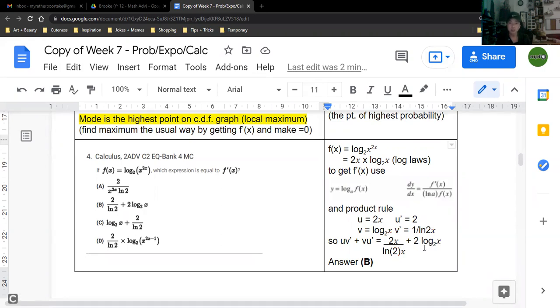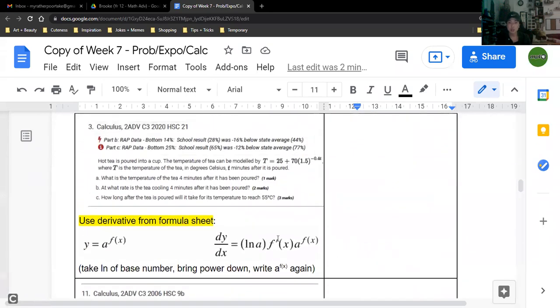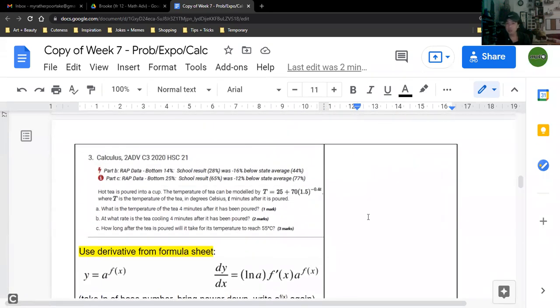Moving on. Scroll down. Here we go. So this question is, again, quite interesting. It's an exponential growth question, or more specifically, exponential decay. So it's got T is equal to 25 plus 70 times 1.5 to the power of minus 0.4t. So it's kind of like a e to the kt, except they're not using e, they're using 1.5. And they do have a k value. The k value is negative 0.4. So you know that this is decaying as opposed to growing. So the actual question is not so bad. I might actually not do this in full. Let's see.